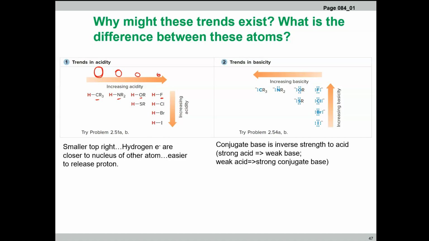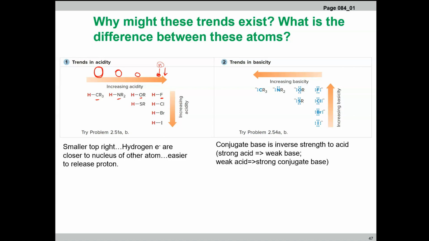And if we think about these, now if we have a proton here that's attached, these electrons are going to get drawn towards that nucleus, and then that proton is going to be easier to be released, where the electrons are going to be closer and pulled towards that fluorine. So this release is easier for that hydrogen.